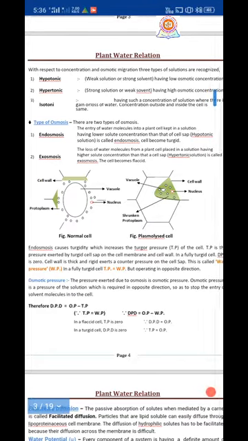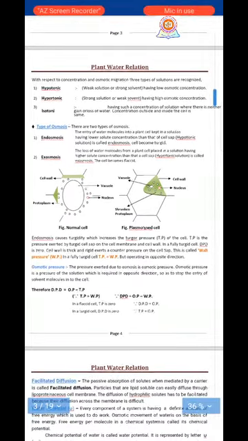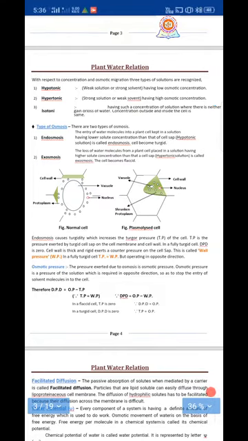Osmotic pressure: the pressure exerted due to osmosis is known as osmotic pressure. Osmotic pressure is the pressure of the solution which is required in the opposite direction so as to stop the entry of solvent molecules into the cell.